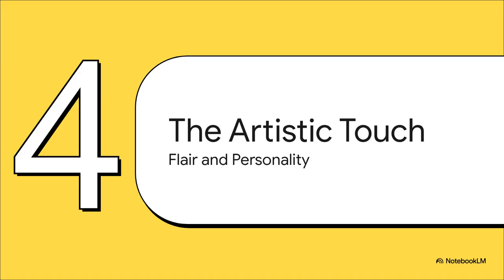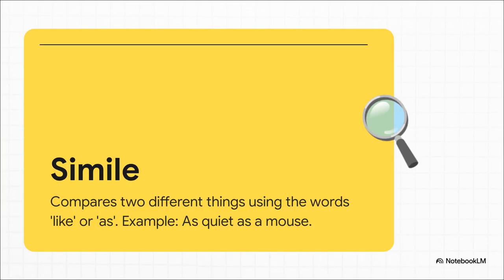These next tools are all about adding your unique voice and style, the stuff that makes writing not just clear, but memorable. You definitely know what a simile is. It's like a brilliant little shortcut for the reader's brain. When you compare two totally different things with like or as, you create this instant, powerful image. It makes abstract feelings feel super concrete.